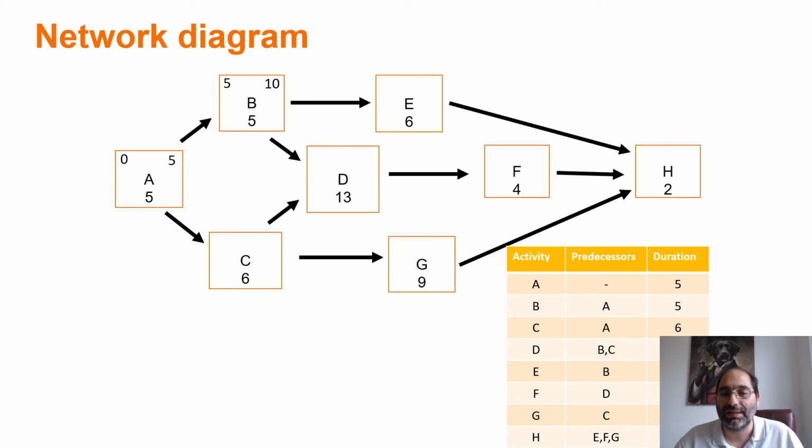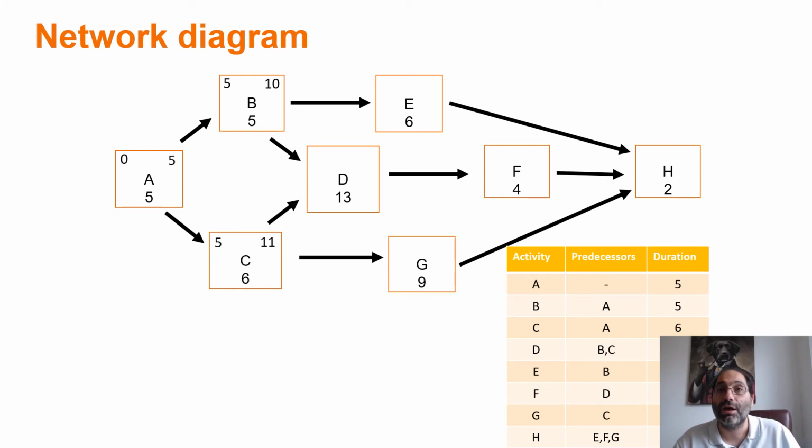Going to activity C, the early start time is again the early finish time of A. C can start as soon as I have completed A, so 5. The duration of C is 6, so if I start on week 5 and it takes 6 weeks, I finish on week 11. 5 add 6 equals 11. Now I'm moving to activity D.